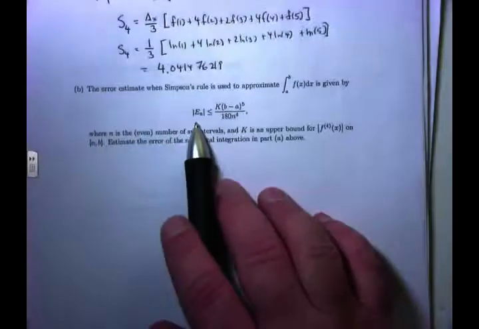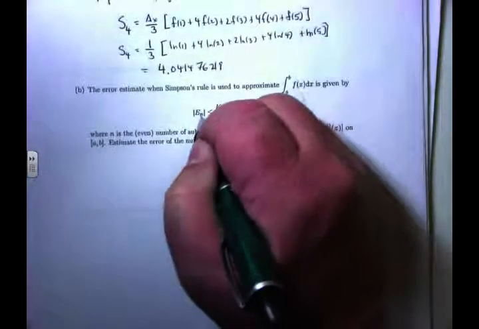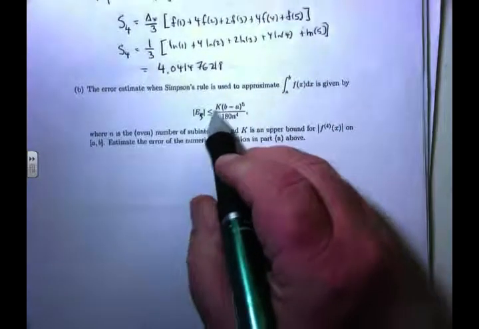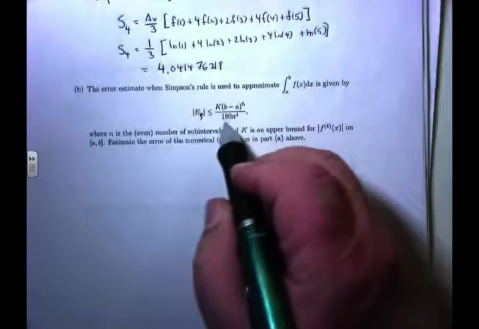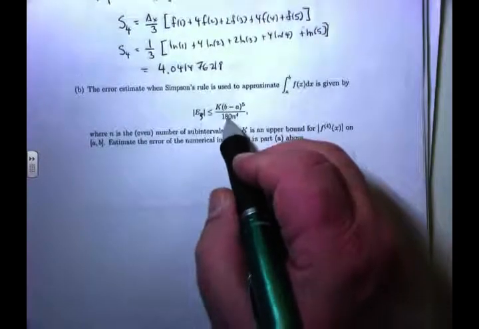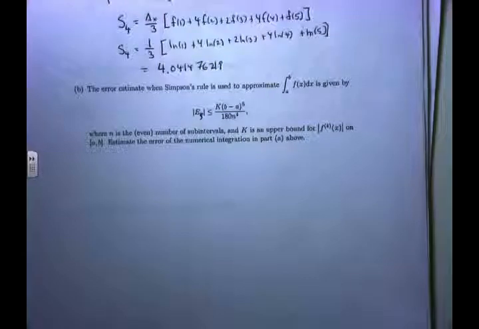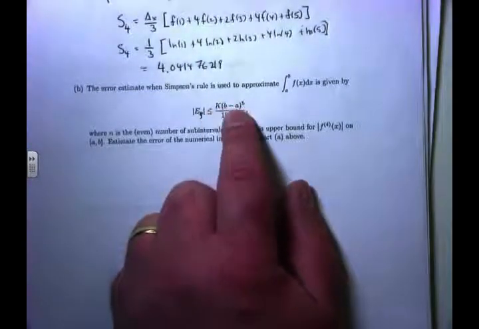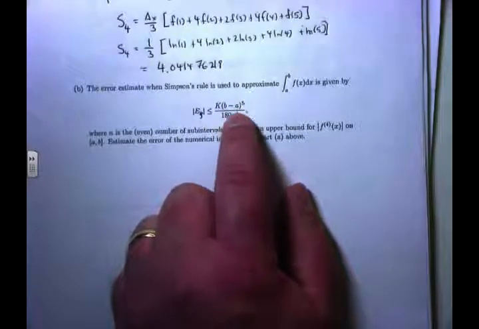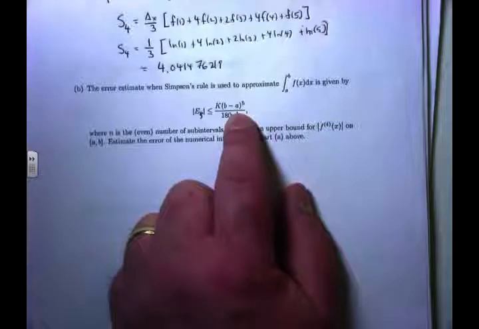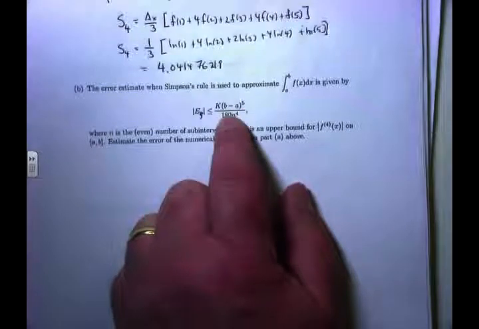The error of estimate and Simpson's rule approximated this. And you should remember your error of estimates here. For Simpson's rule, this would have been basically Sn here. For Simpson's rule, is it less than or equal to K times (b minus a) to the fifth over 180 n to the fourth, where K was the upper bound for the fourth derivative. What was the error bound formula for the trapezoidal rule? Do you remember? For the trapezoidal rule, it was K times (b minus a) cubed over 12 n squared. And what was the error bound formula for the midpoint rule that you have memorized? K times (b minus a) cubed over 24 n squared.